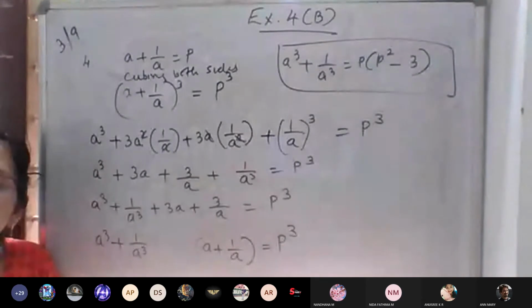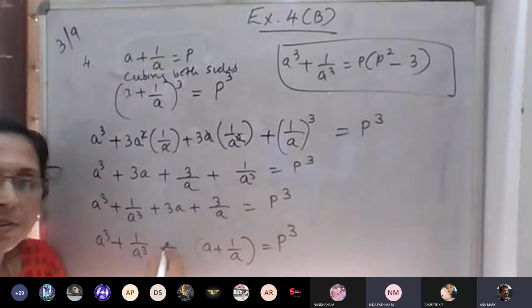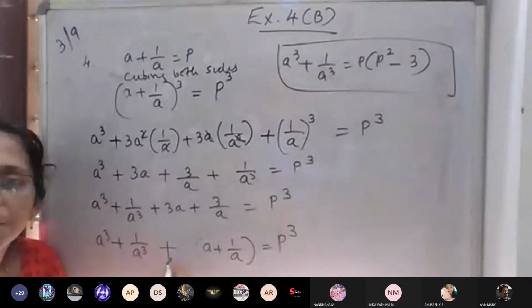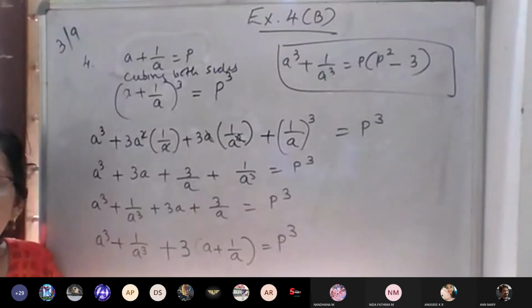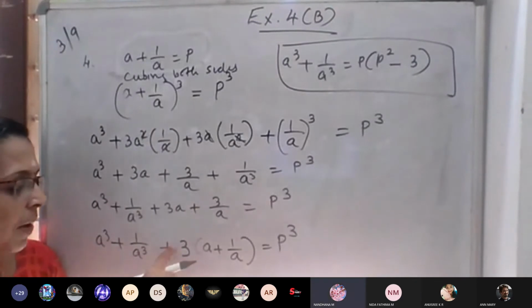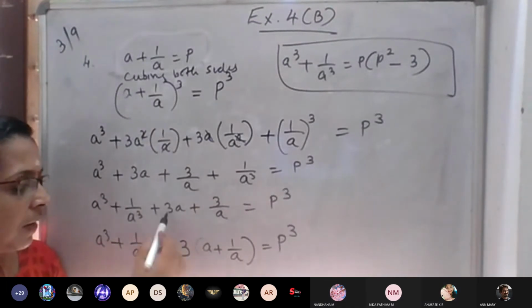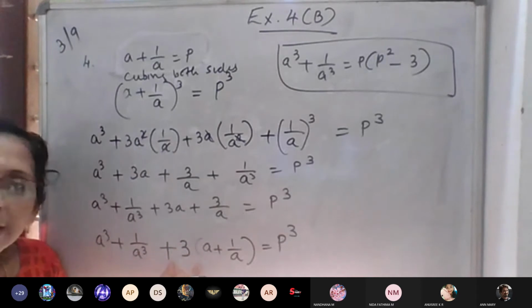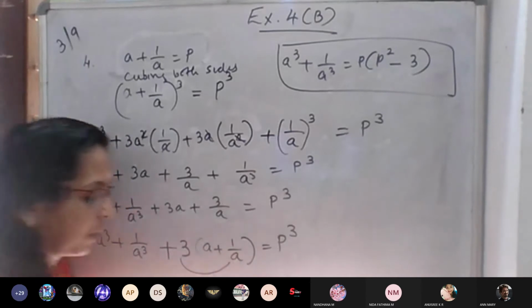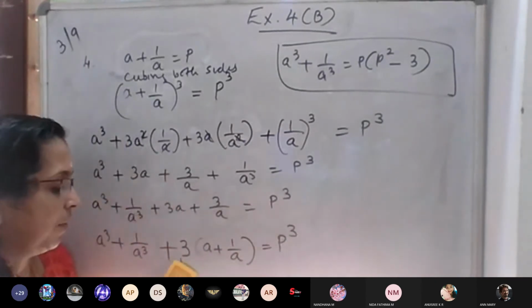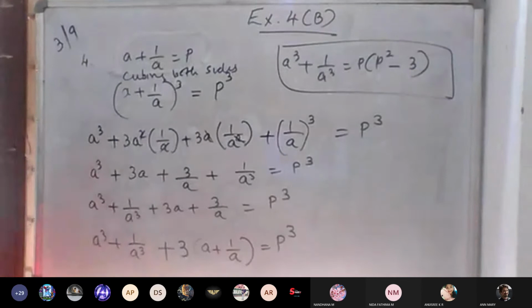Then, what about here? Tell me. Positive 3. Understood how to do it? So if we change the bracket, just take 3 into a, 3a. If we add the positive 3 correctly, it will automatically give 3 by a. Don't bother about this next term. Then next, how can we write?